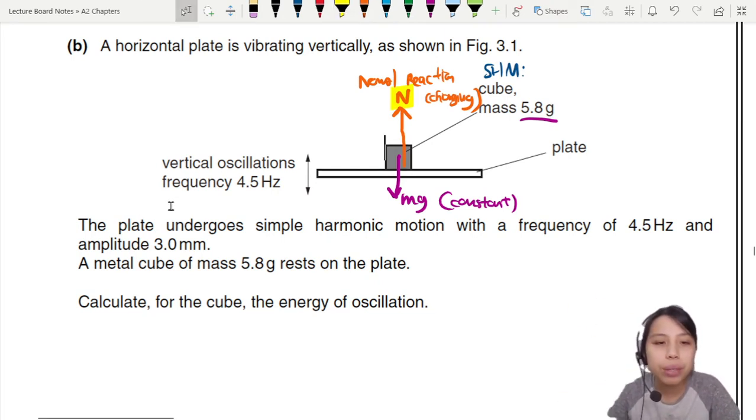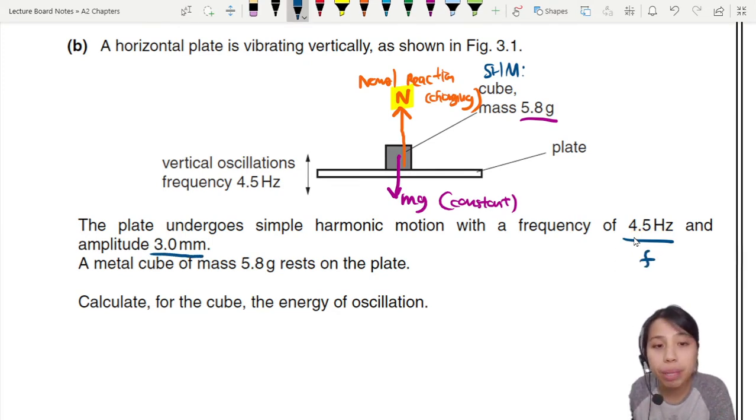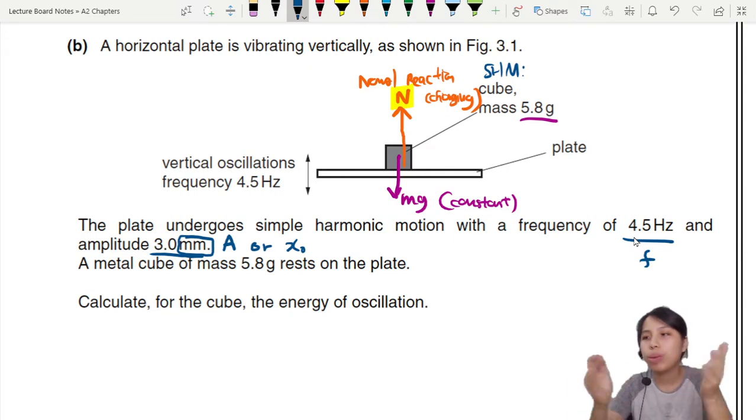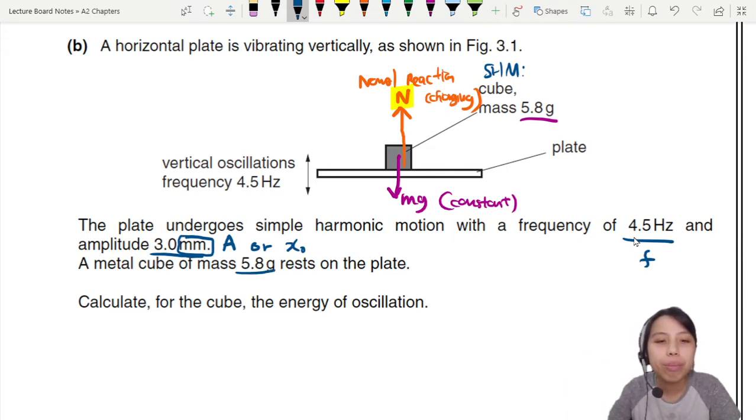Anyway, so the plate undergoes simple harmonic motion with the frequency. I'm going to start listing my values here already. This is F. Amplitude 3.0 millimeter. See the millimeter, be very careful, must convert later. I'm going to call this amplitude. Some past years' equations will write this as x naught. Just use whatever you know. Metal cube mass given to us. Calculate for the cube the energy of the oscillation.